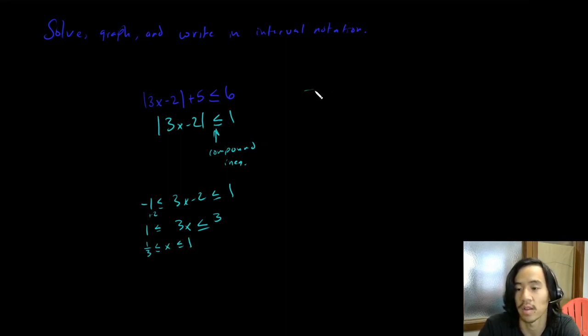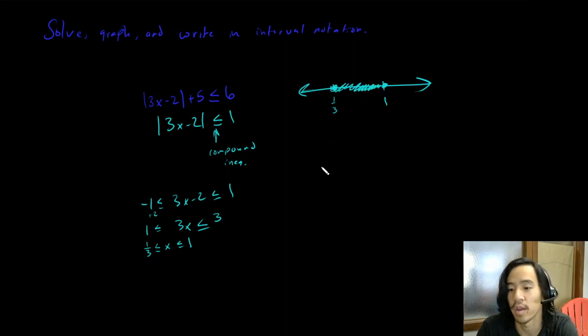So this is what it's going to look like on the graph. Here's 1/3. Here's 1. They're less than or equal to, so these are going to be filled in dots. And we're going to shade the inside, the middle. Interval notation will look like brackets because these are inclusive. They're equal to's, from 1/3 to 1.